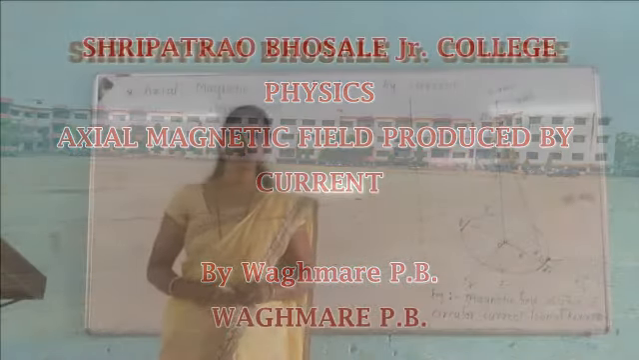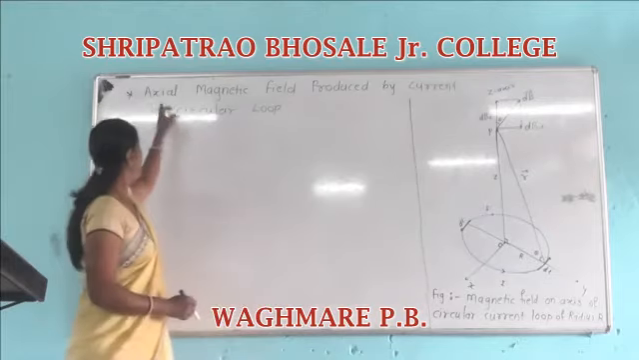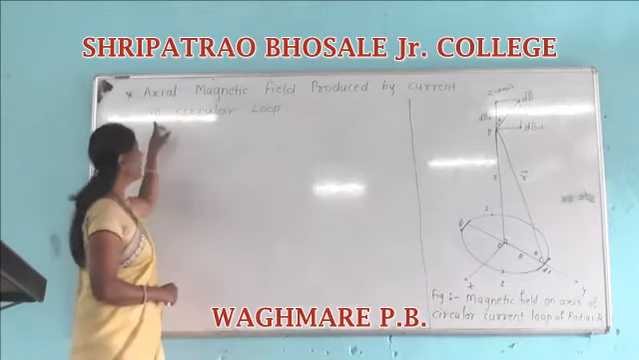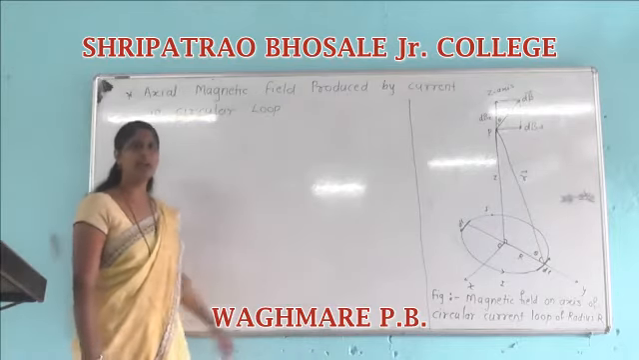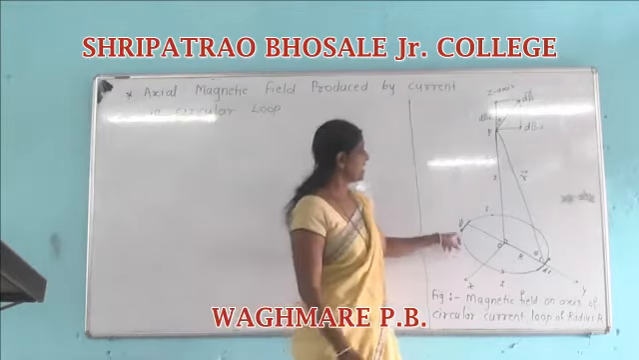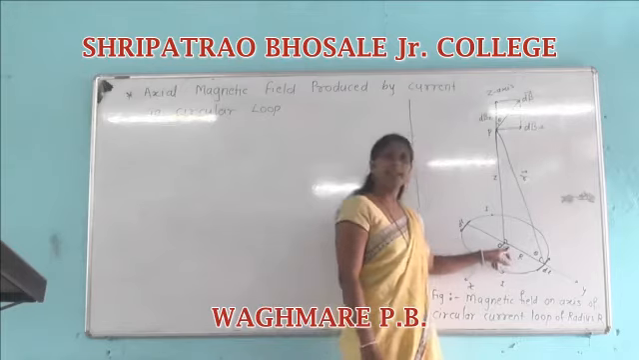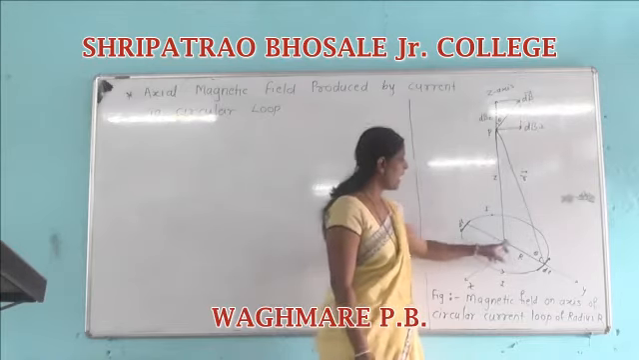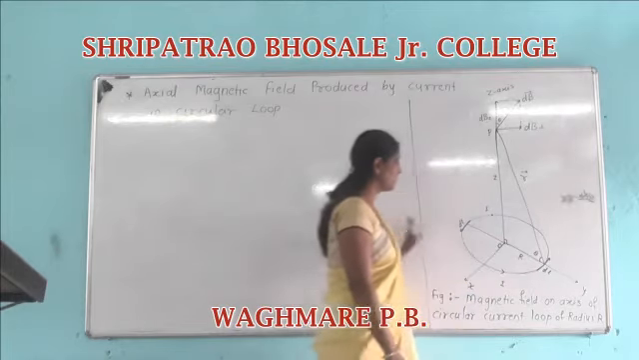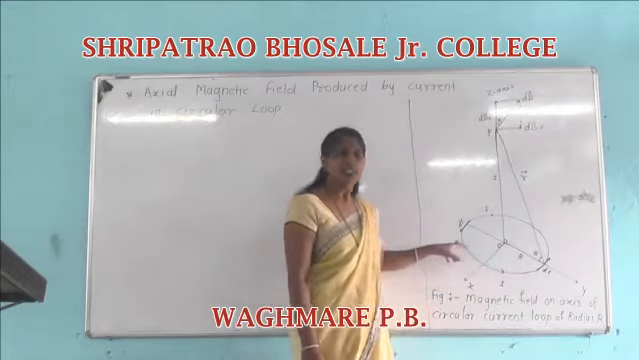Hello students, good morning. Today we will discuss the axial magnetic field produced by a current in a circular loop. Suppose this is a circular loop. O is the center of this circular loop and R is the radius of this circular loop. I is the current passing through this loop.